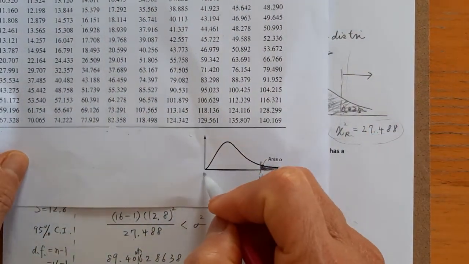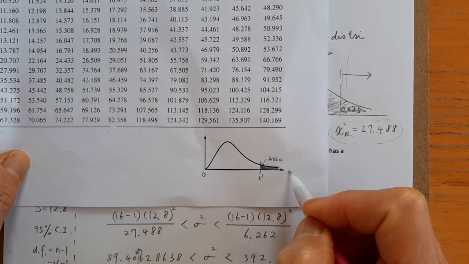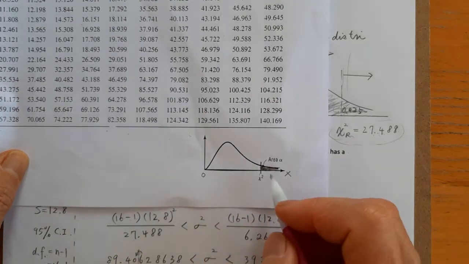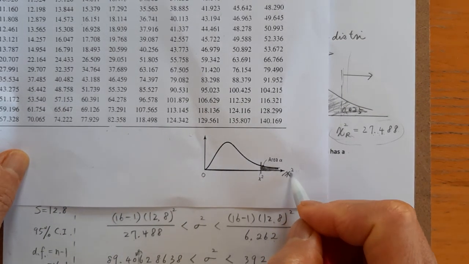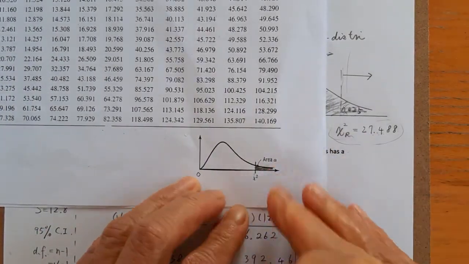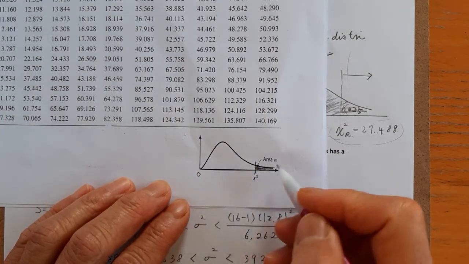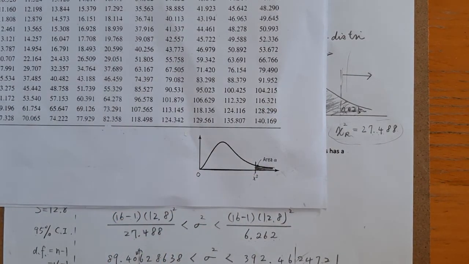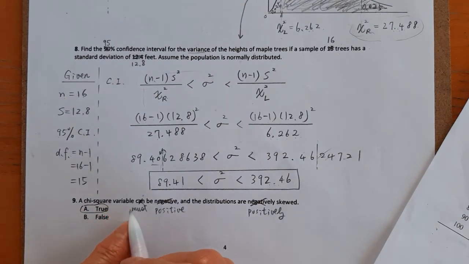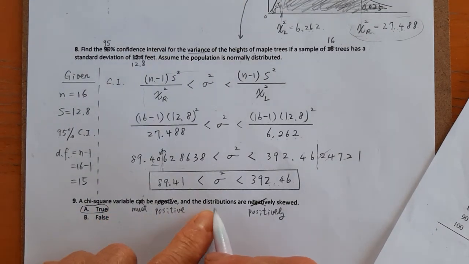The chi-square distribution is a graph like this. This starts at 0 and goes to the right. The variable, this is x, this is a chi-square variable. And a chi-square variable needs to be positive, because it is to the right of 0, because a square is always positive. So the chi-square must be positive, and the distribution is positively skewed.